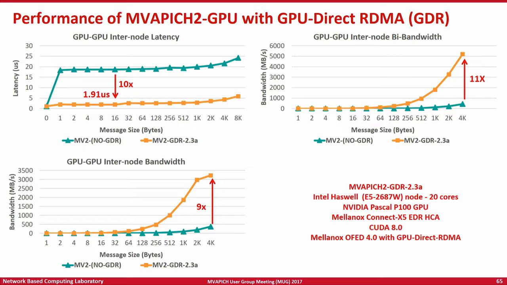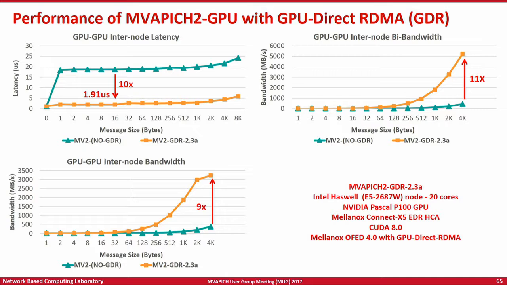So as you can see, with our latest designs, we have crossed the 2 microsecond boundary. We are actually at 1.91 microseconds to transfer data from one GPU to a GPU on a remote node. This is a kind of performance that no other GPU-aware library can offer you out there. So those numbers were on the Intel Haswell systems.